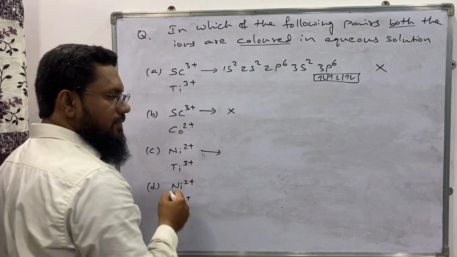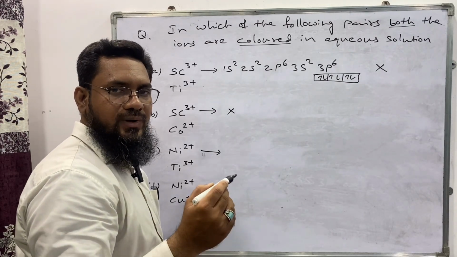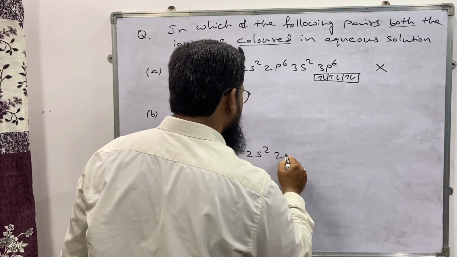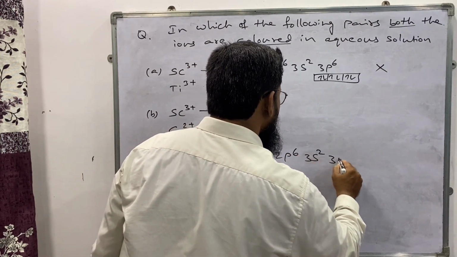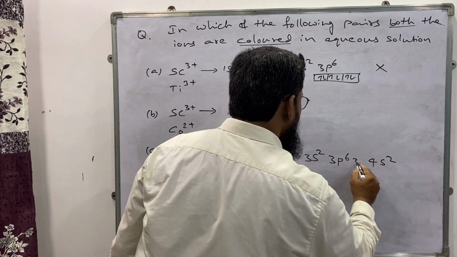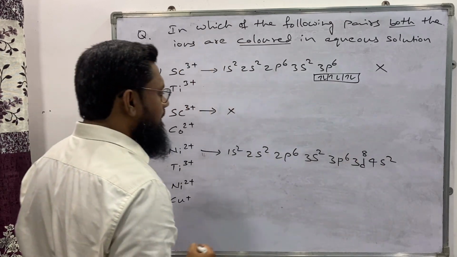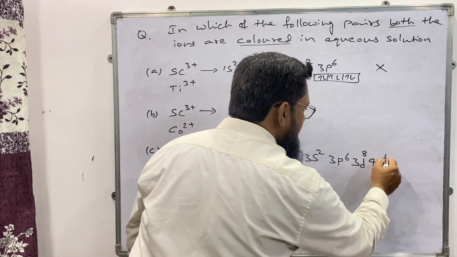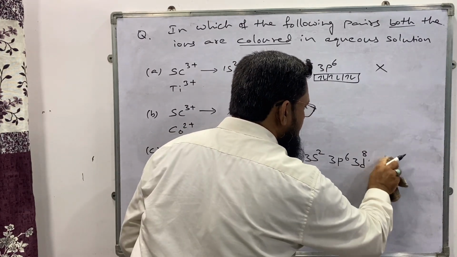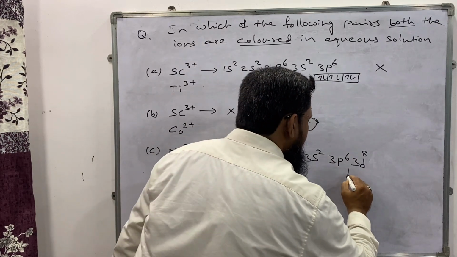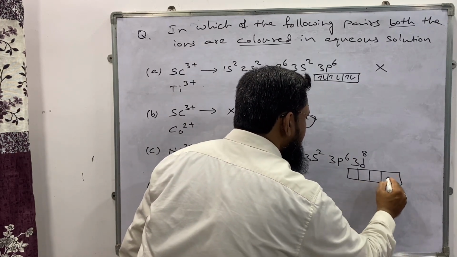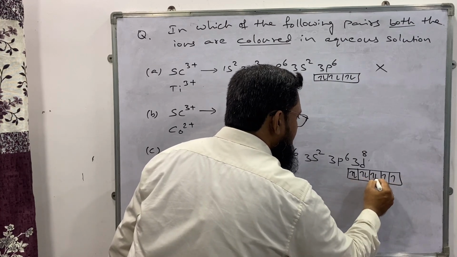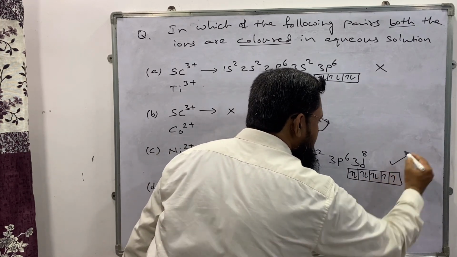Now let's take this one. Nickel. You know nickel number is 28. So 28 means it is 1s2, 2s2, 2p6, 3s2, 3p6, 4s2, 3d8. So here plus 2 means we need to remove the electrons from 4s. So 0 electrons, which means we can ignore this. So in this 3d we have 8 electrons. In the 5 d orbitals we have 8 electrons. We have 2 unpaired electrons, means it is colored.